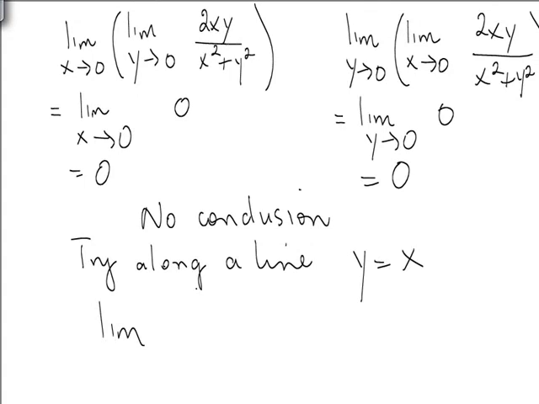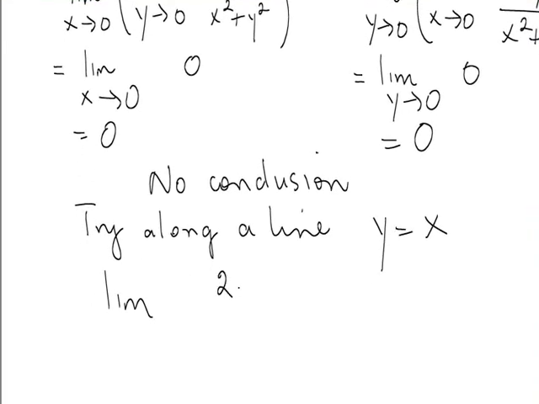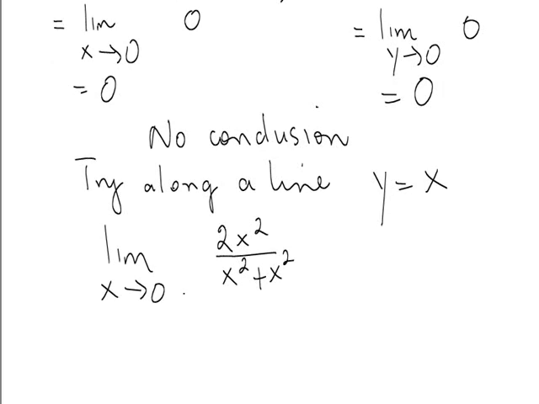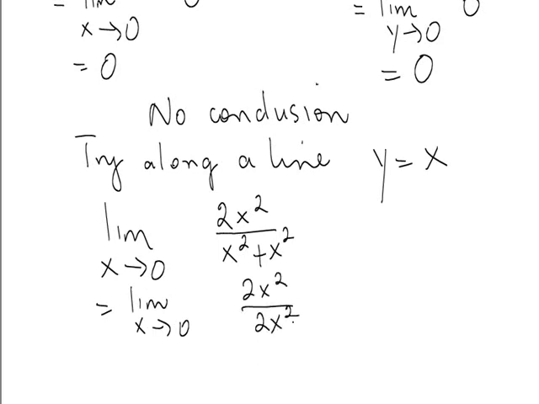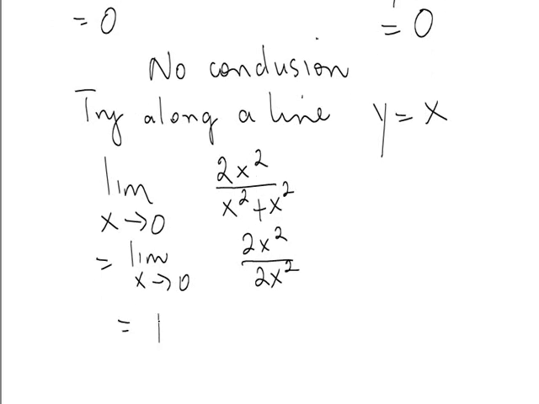So the function is going to be 2x squared over x squared plus x squared. And you're going to have the limit as x approaches 0. So it's just in terms of x. Now simplify that. That is 2x squared over 2x squared, which is, the answer is 1.